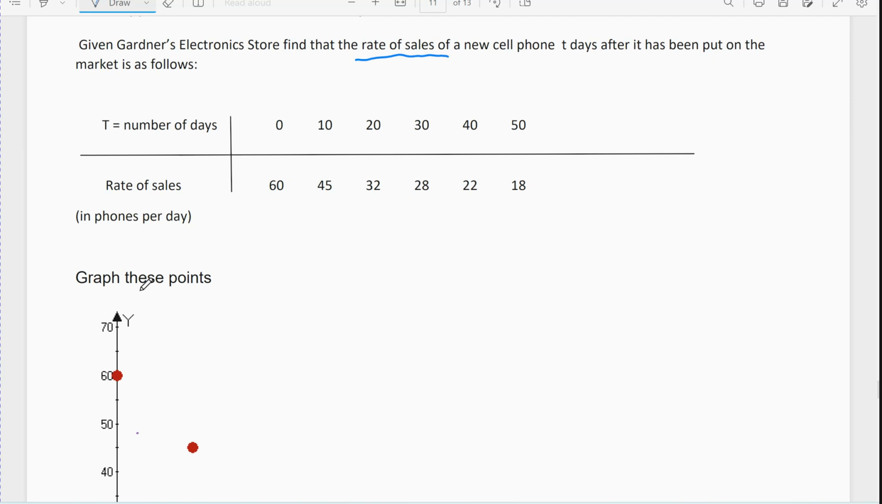And you'll notice this represents the number of days, and this is the rate of sales in phones per day. On the first day, 60 phones per day is how fast it's selling. 10 days later, 45, 20 days later, 32, and so on. And you'll notice this rate of sales goes down as it gets to 50 days. We plot these points.